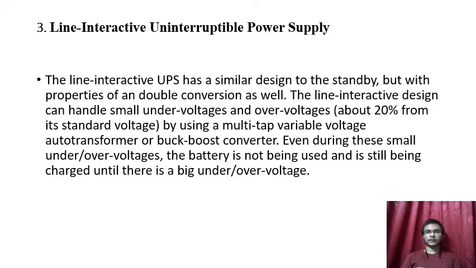The third one is line interactive uninterruptible power supply. The line interactive UPS has a similar design to the standard standby, but with the properties of a double conversion as well. The line interactive design can handle small under voltage and over voltage, about 20% of its standard voltage, by using a multi-tap variable voltage autotransformer or buck-boost converter. Even during this small under or over voltage, the battery is not being used and is still being charged until there is a big under or over voltage.